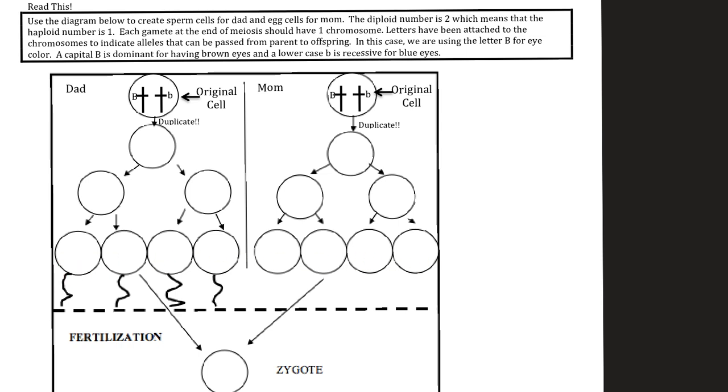Another word for these, let's try again. Another word for these is gametes. Gametes. They're haploid, meaning half the number of chromosomes. This would be 2n. N means the number of chromosomes. This is 1n.